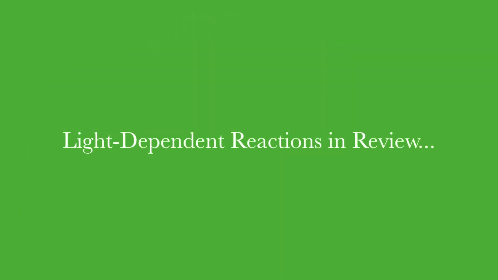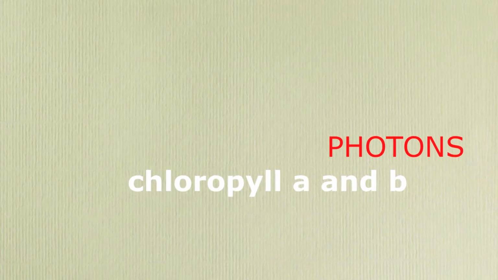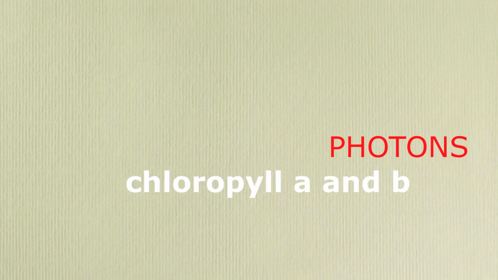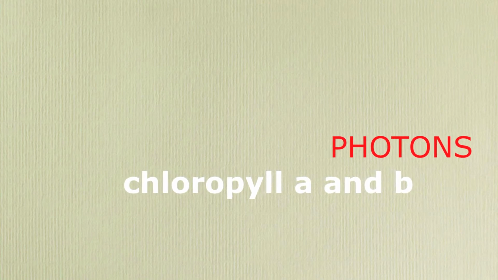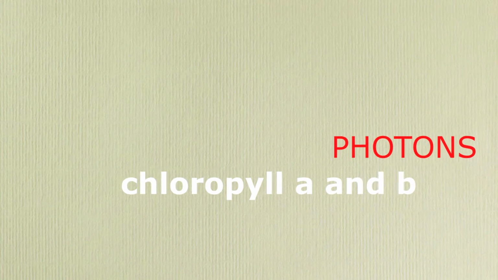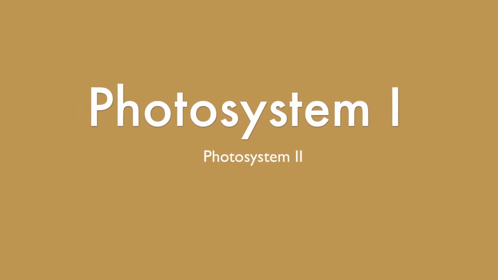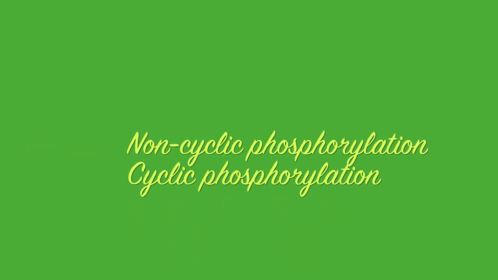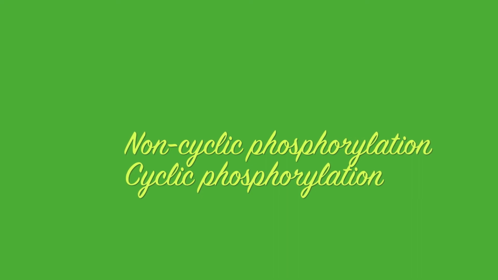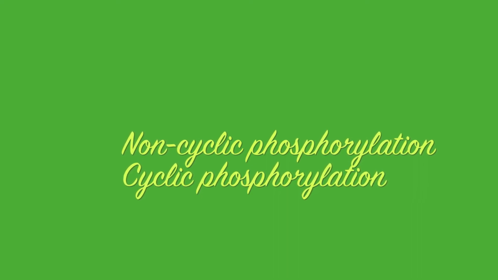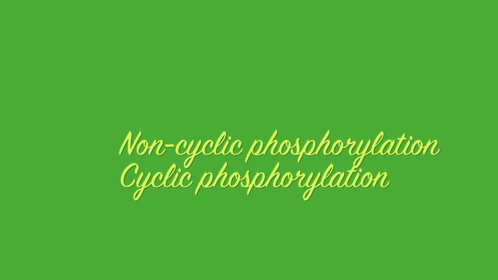So overall, we learned about light-dependent reactions. We talked about how the whole process begins with photons using chlorophyll A and B in the reaction center. Photosystem 1 and photosystem 2 are both reaction centers. You have two methods of the light-dependent reaction, non-cyclic photophosphorylation and then the cyclic method.